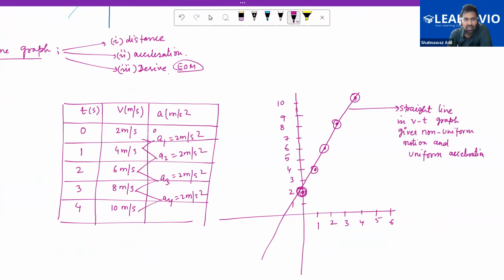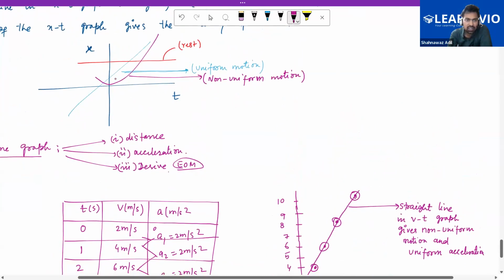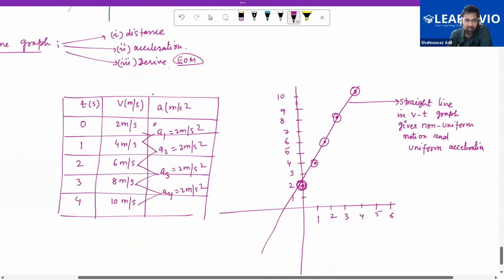Okay. So what I am saying is that in an XT graph, the straight line represented the uniform motion. Clear? Yes. But in a VT graph, a straight line represents non-uniform motion. So is it clear?